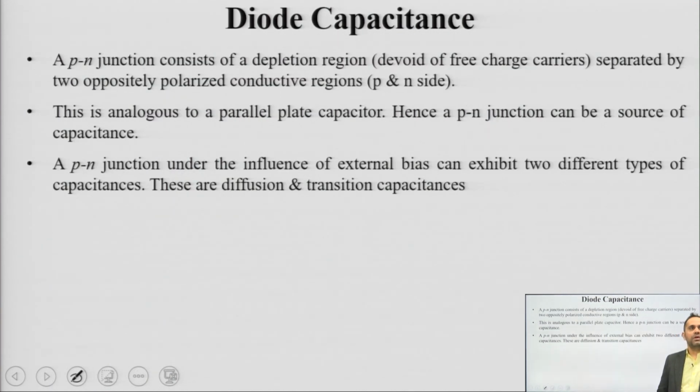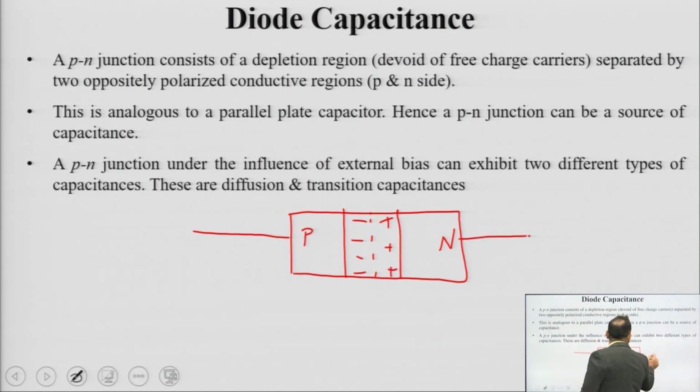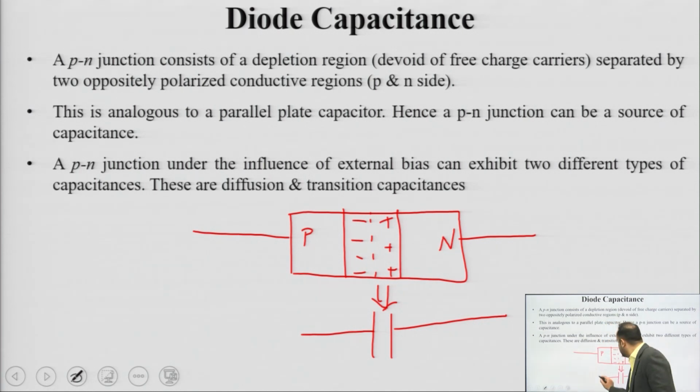Okay. Finally, since you are biasing this diode, there is a conductive P region and a conductive N region on either side, consisting of a depletion region in the middle. So, you have P type region, you have N type region, there is a junction and there is a depletion region. This is similar to a parallel plate capacitor. So, you have P here, you have N here and you have a dielectric in the middle, nothing but your depletion region.